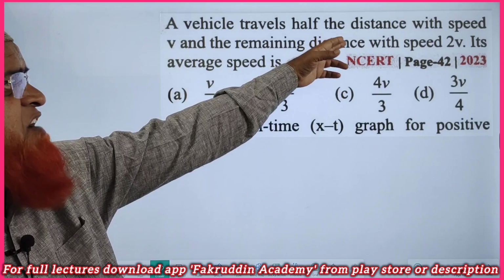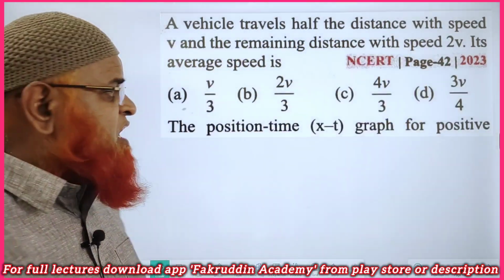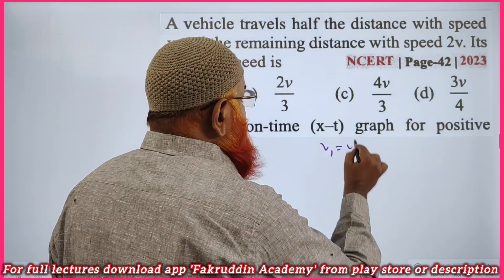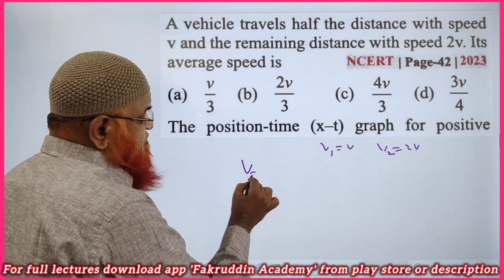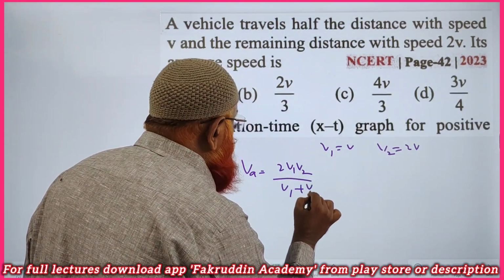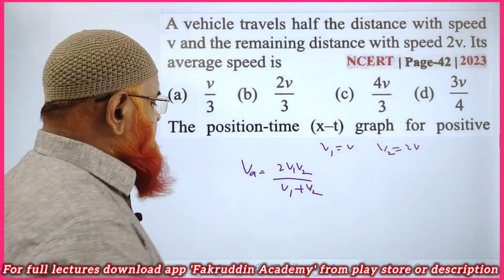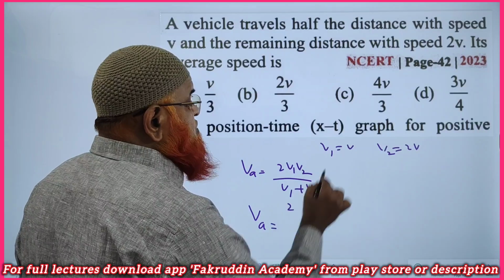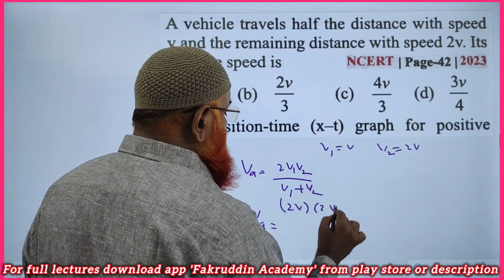It is traveling the first half of the distance with speed v and the next half of the distance with speed 2v. That means it is given in the problem that v1 is v and v2 is 2v, and you know the formula 2 v1 v2 by v1 plus v2, which we derived just now. Let us see what is obtained here. Instead of v1 you will write v, instead of v2 you will write 2v.